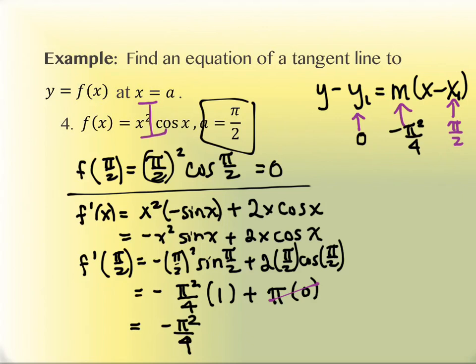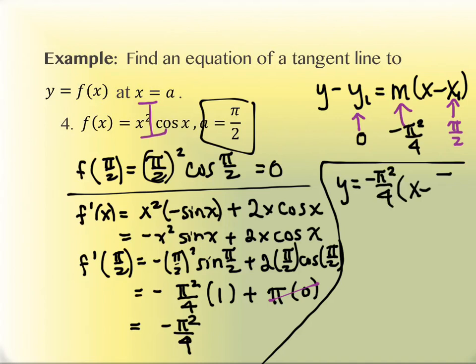Now we're going to keep our equation as exact as we can because we have the ability to do so. So this is actually going to be y minus 0, so this is y equals negative pi squared over 4 times x minus pi over 2, which we can simplify. So this is y equals negative pi squared over 4 x, and then I have plus pi cubed over 8.